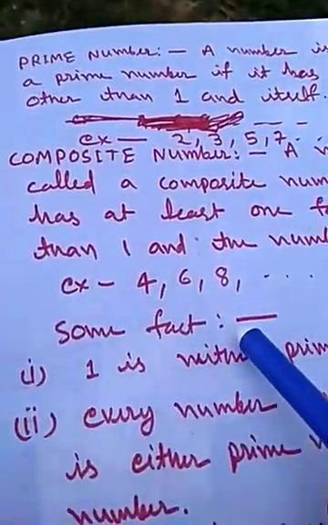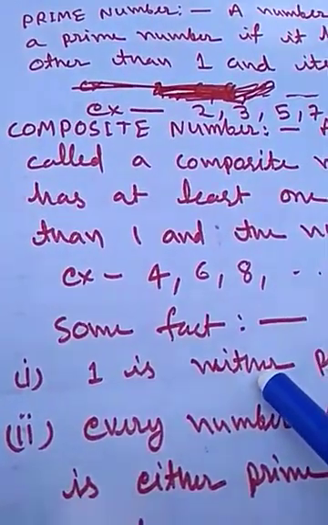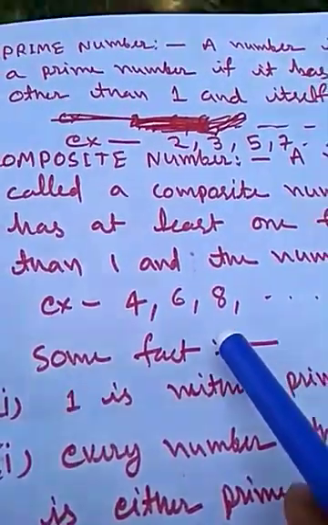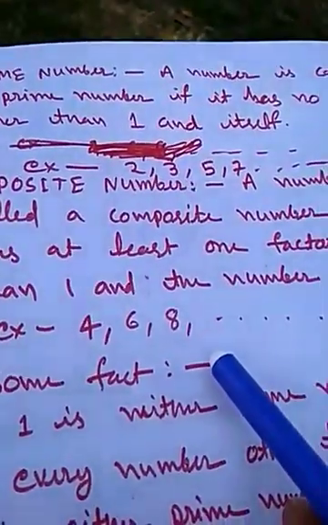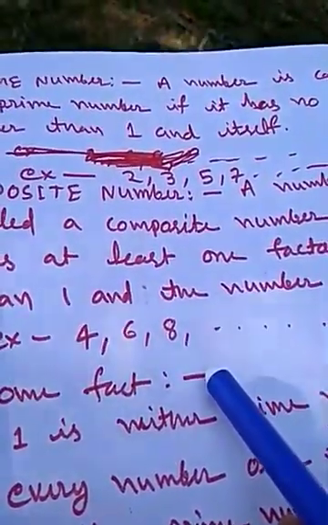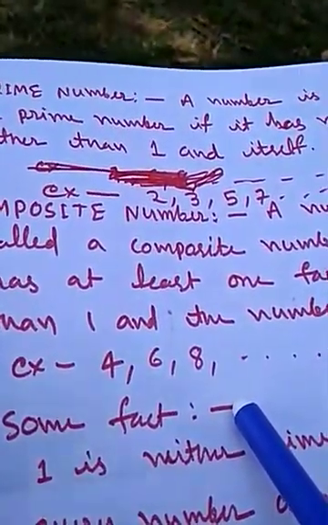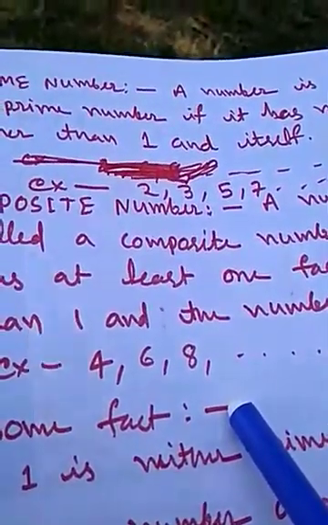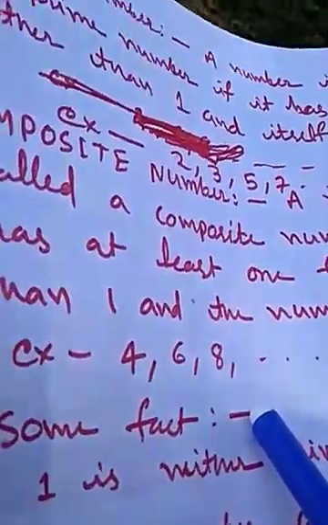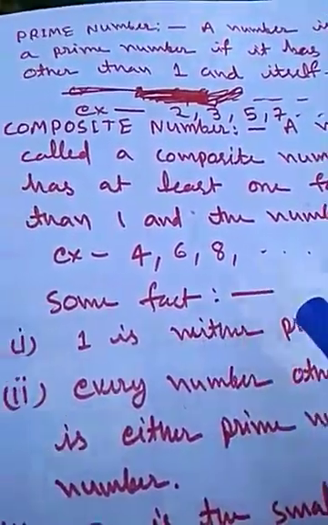Some facts about prime numbers and composite numbers. Now pay attention once more. What are prime numbers? A number which has only 2 factors, means 1 and itself, is called a prime number. Composite numbers: a number which has more than 2 factors is called a composite number.